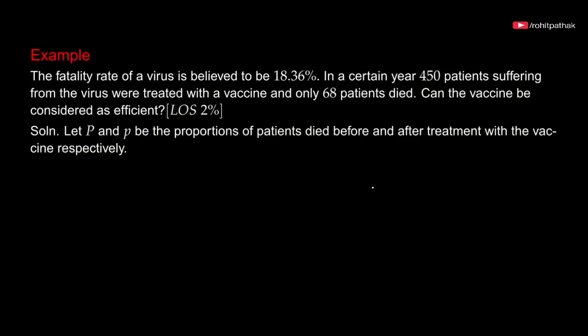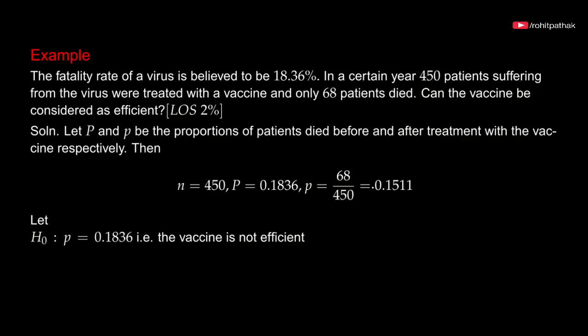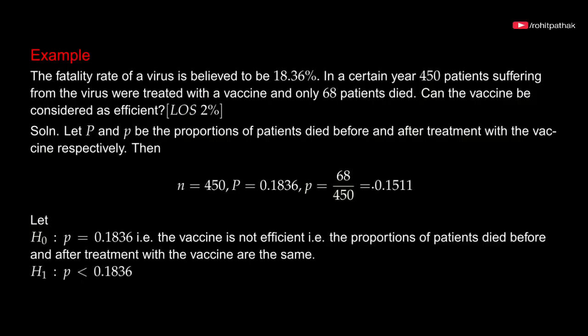So again, suppose capital P and small p are the proportions of patients who died before and after treatment with the vaccine respectively. Then N is 450, the sample size, capital P is 0.1836, the population proportion, and small p, 68 out of 450, means 0.1511. So here we suppose H0 as P equal to 0.1836, that means the vaccine is not efficient. That means the results obtained after giving the vaccine and before giving the vaccine are the same, or the fatality rate is the same before and after treating with the vaccine. H1 is P less than 0.1836, that means the fatality rate has been reduced after giving treatment with the vaccine.